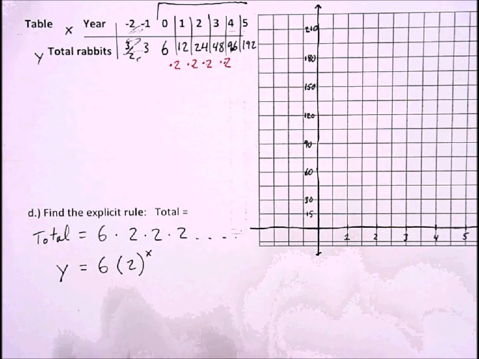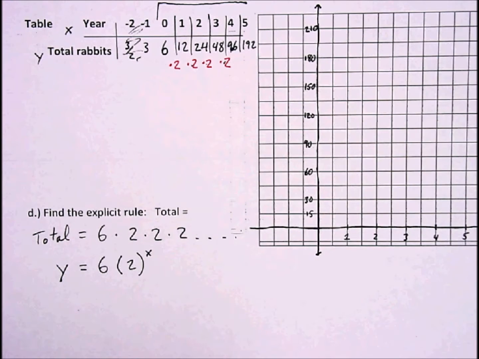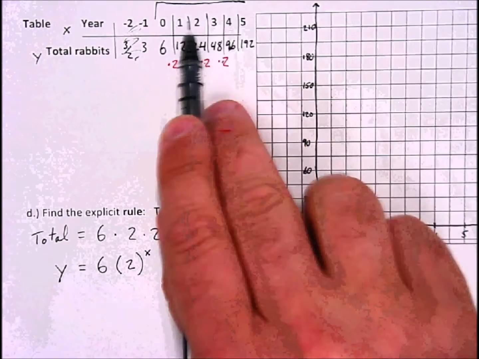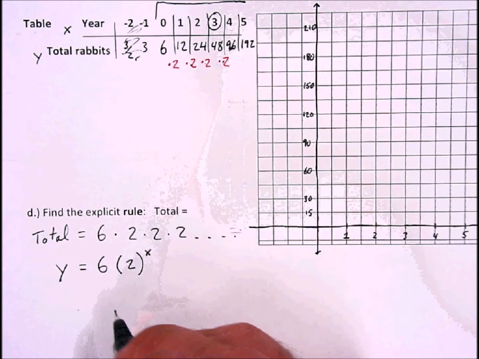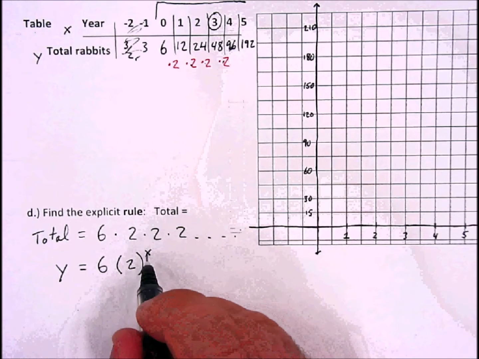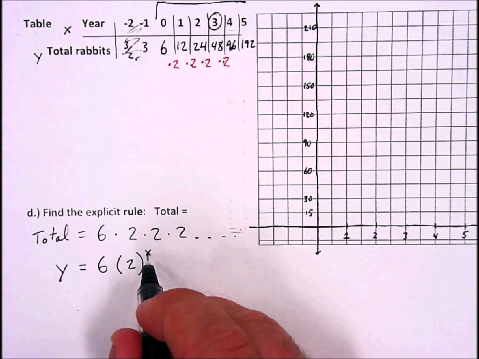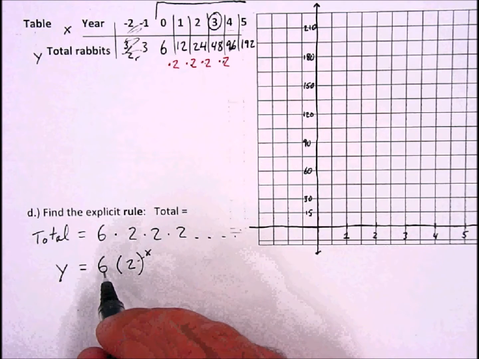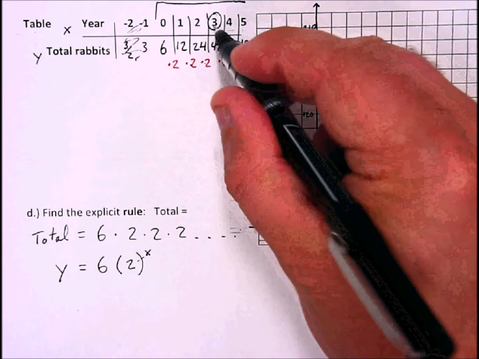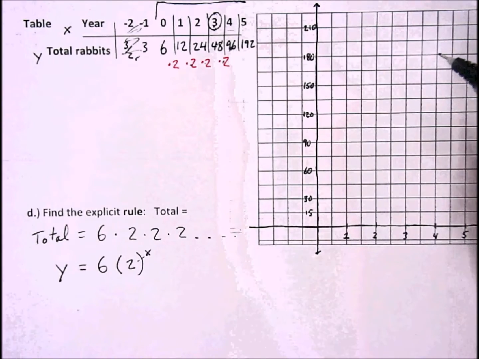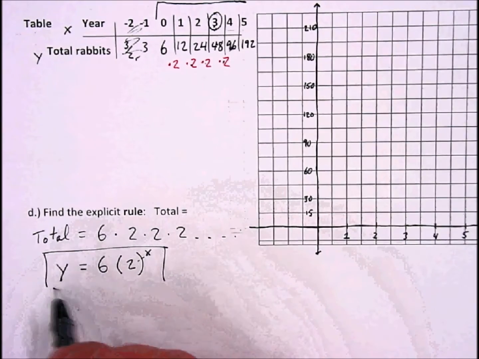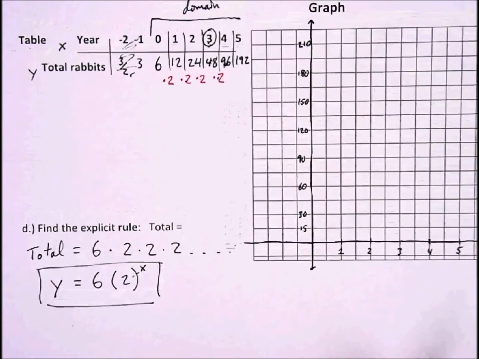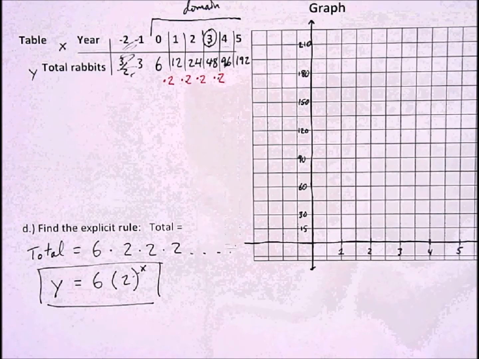Okay, and if you're not sure if you wrote the right rule, you're doubting yourself, then try it. It should be a rule that turns these input values into the output values. So for example, if I plug in a 3, then I should have 2 to the 3rd power, 2 times 2 times 2, which is 8. 8 times 6 is 48. And yeah, it works. It turns my 3 into a 48. So that's how you can double check it. Okay, so now we've got what we call an explicit rule that describes this table and this rabbit problem.